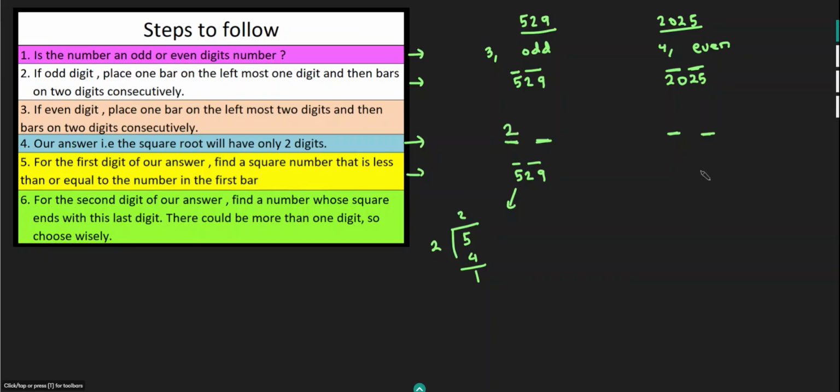And likewise if you are doing for the other number, that is 2025, I'm taking the bar representation number, that is the bars on 20 and 25. So here I have to consider only the first bar number, that is 20, and similarly I have to look out for a number whose square is less than or equal to 20. So clearly it's going to be 4 here because the square of 4 is 16 and it is less than or equal to 20. So therefore the first digit in our answer is 4.